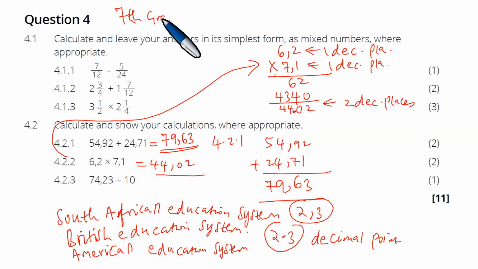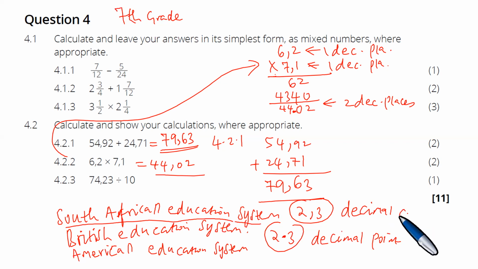So in other words, if you speak to the American children who are in 7th grade, you realize that they are taught to write 2.3, but in the South African education system, those learners that are in 7th grade are taught to write 2,3, and therefore in South Africa, we use what we call the decimal comma. Right, the decimal comma, therefore, is read as 2,3, rather than 2.3.